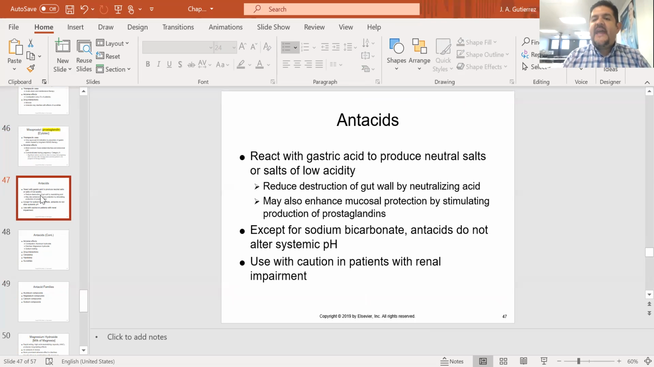Okay, now let's jump to the antacids. Antacids, what they do, they neutralize the acid in the stomach in that moment. And that's it. They don't stop the production of acid. So antacids are a quick fix. Antacids cannot be used long-term because they don't provide a long-term therapeutic effect. It's only a quick fix.